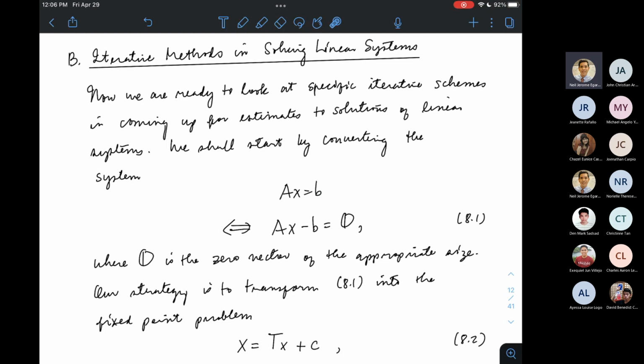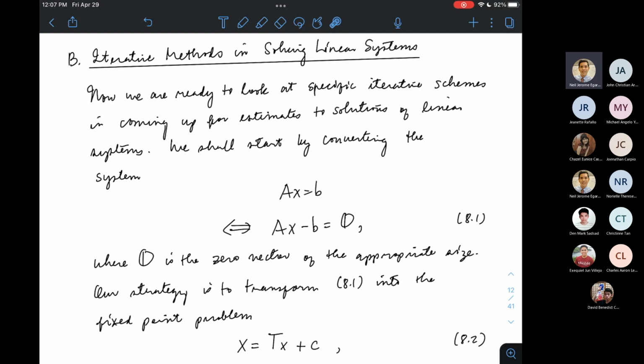So the first step is actually to transpose the system Ax equals b into an iterative scheme such that that iterative scheme will be finding the fixed point of the vector Tx plus c. All right? So gusto nating maging equivalent yan. Yung solution x ng equation 8.1 ay siya rin yung fixed point ng right-hand side ng 8.2. So yun yung gusto natin gawin.